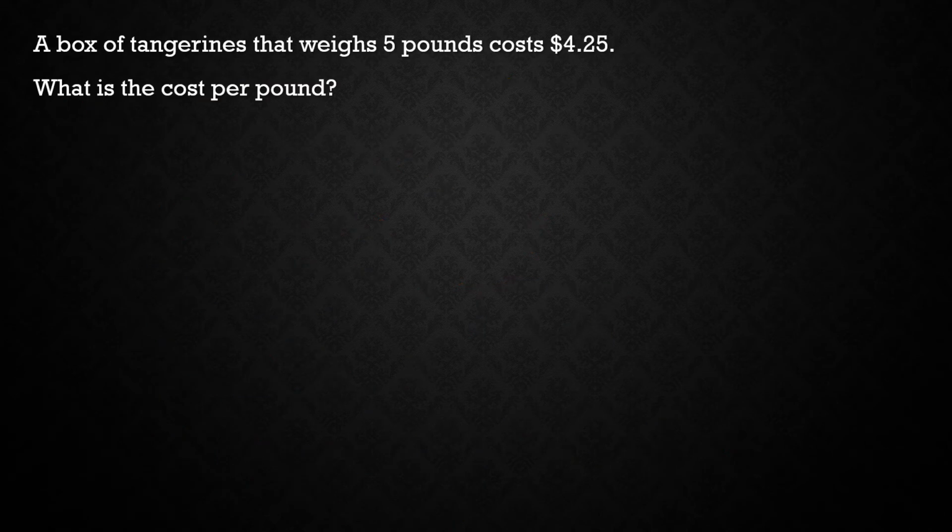Alright, a box of tangerines weighs 5 pounds, costs $4.25. What is the cost per pound? Anytime you see something that looks like this, where it uses the word per, that is another way of telling you as the solver that they are looking for a unit rate. So anytime you see the word per, you're trying to take whatever they give you and move it into a unit rate.